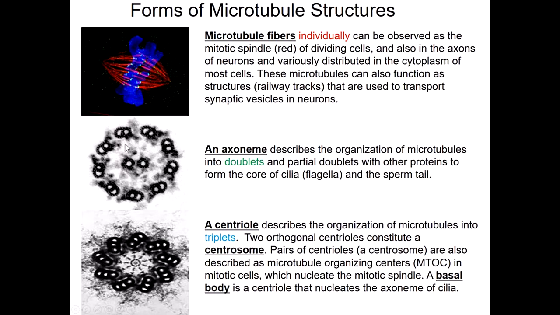In addition, we can see microtubules as doublets, and we see these doublets in the axoneme, the true cilia, motile cilia of cells. So you can see the 9+2 arrangement of microtubules, okay, 9 of these doublets, and here's a central pair of doublets. So as doublets, we see them in axonemal structures of cilia. If we see them as triplets, that then is a centriole. And a centriole can nucleate an axoneme.